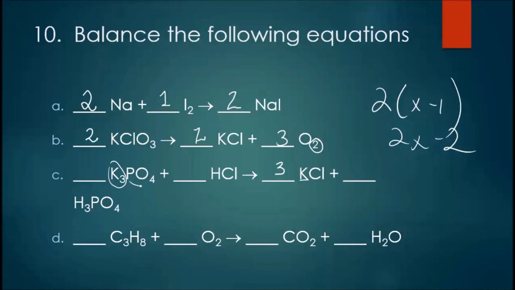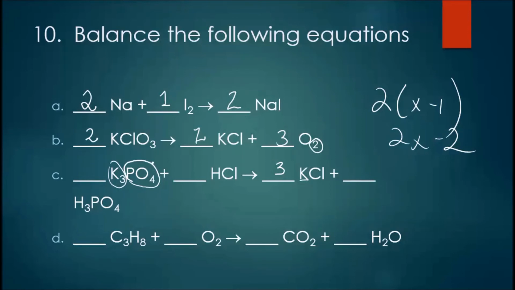Now, PO4 is a polyatomic ion. It would be really nice if we didn't have to do the P's and the O's separately. So you ask yourself the question: do I have PO4 on the other side? Okay, so that allows us to keep it together and makes things a whole lot easier.